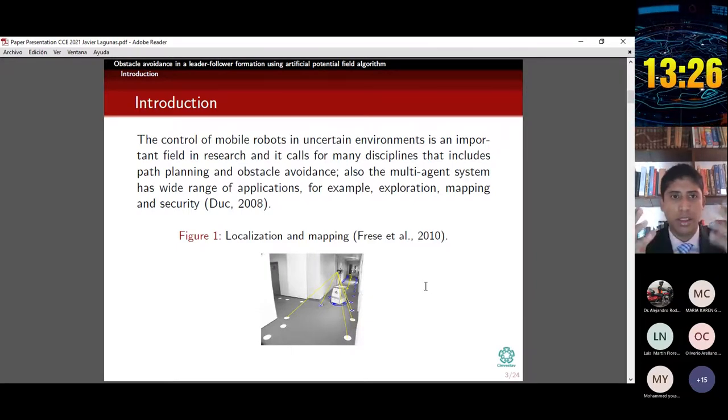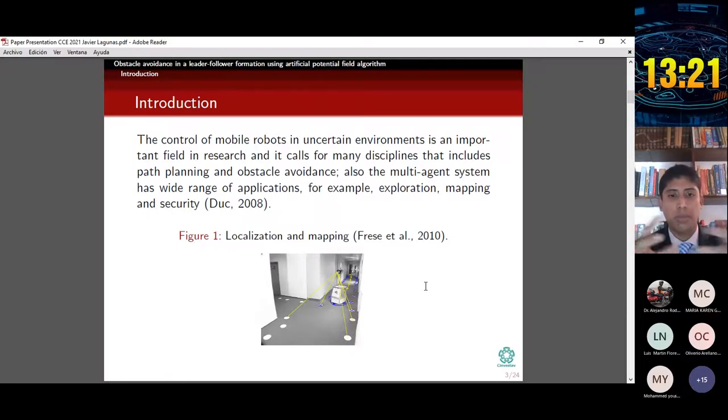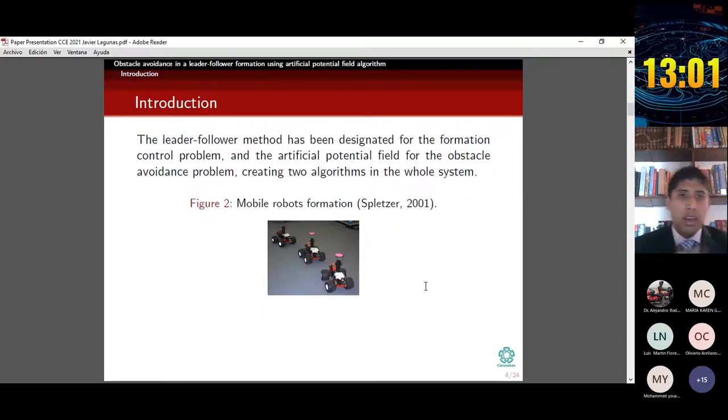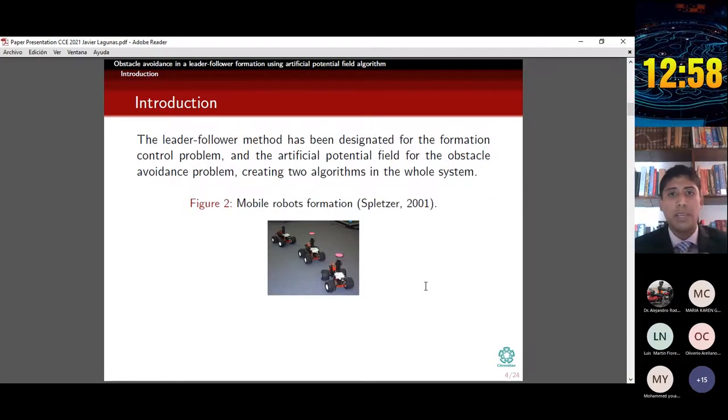In this work, we deal with two problems. The first deals with the possibility of each agent moving too far away from the geometric position that we create, or agents colliding with each other. The second problem is avoiding obstacles in the whole trajectory. The leader follower method has been designed for the formation control problem and the artificial potential field for obstacle avoidance, creating two algorithms in the whole system.